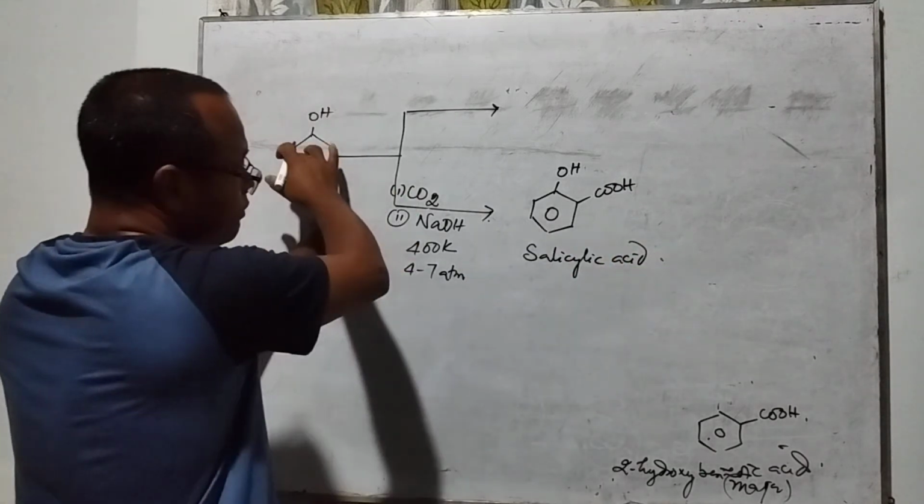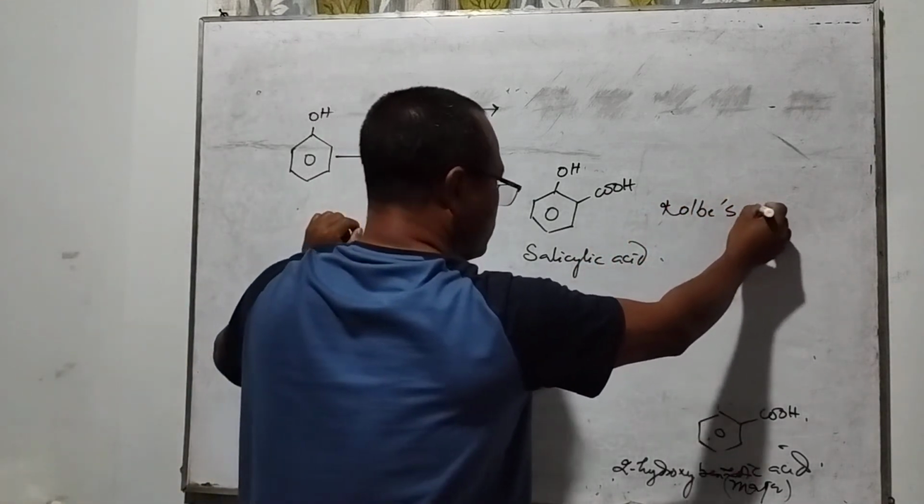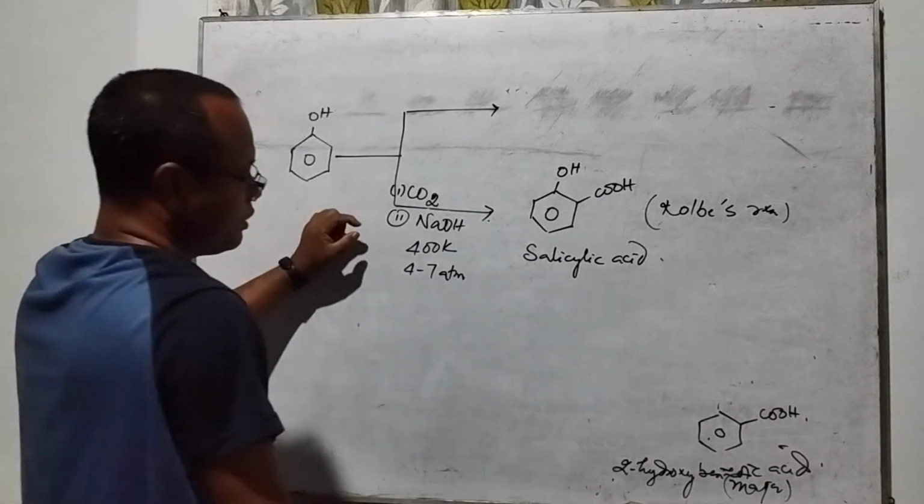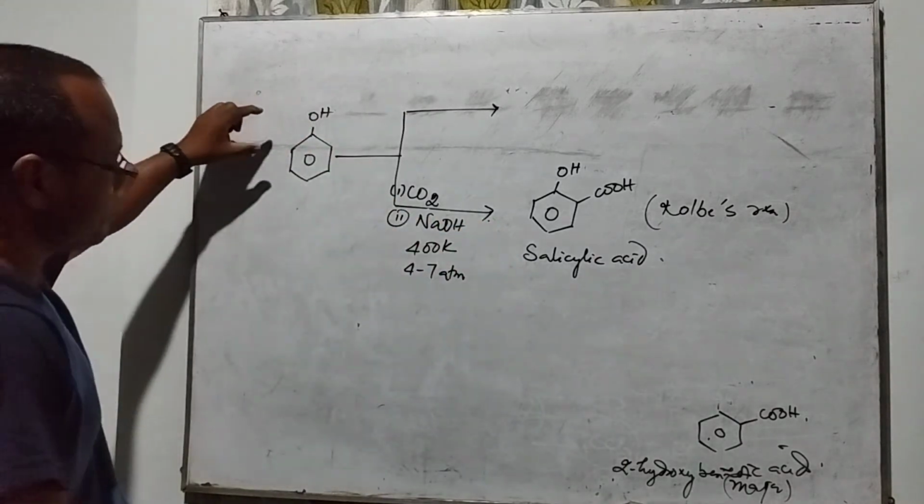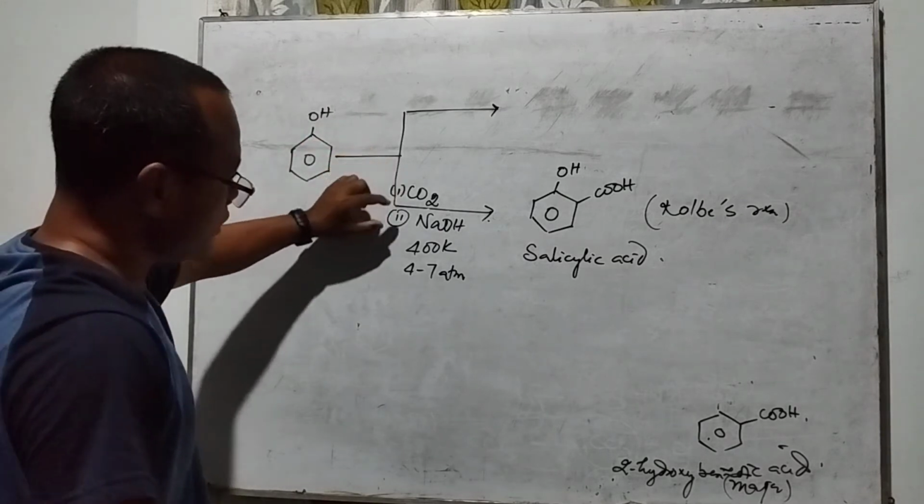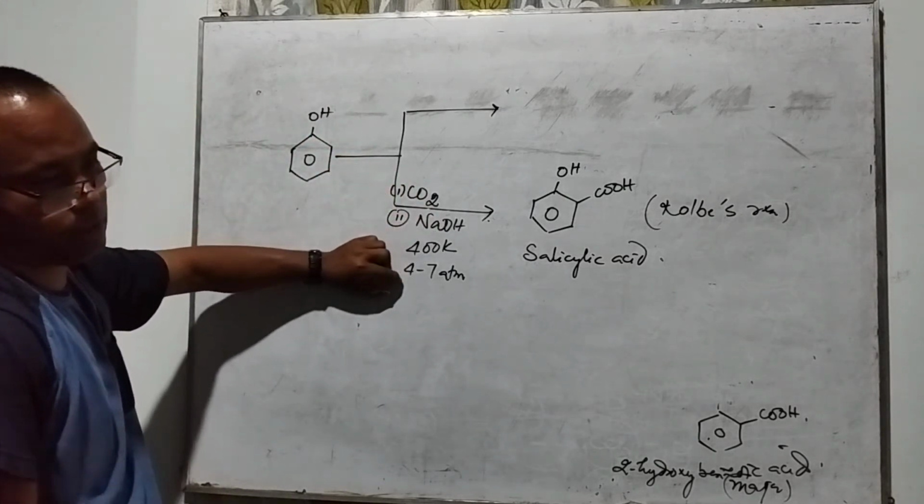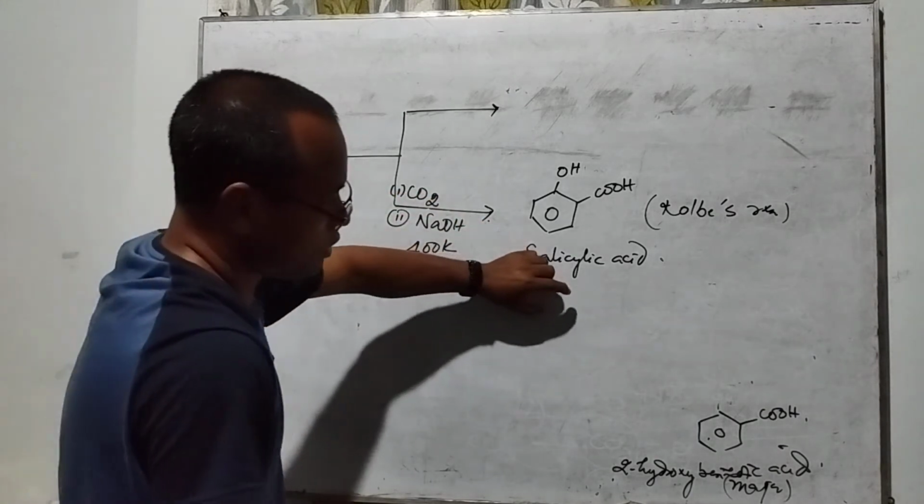So what is the name of this reaction? Just remember it, that is the Kolbe reaction. So salicylic acid we can prepare from phenols. When phenol is treated with carbon dioxide in presence of sodium hydroxide at this temperature and at this pressure, salicylic acid is formed.